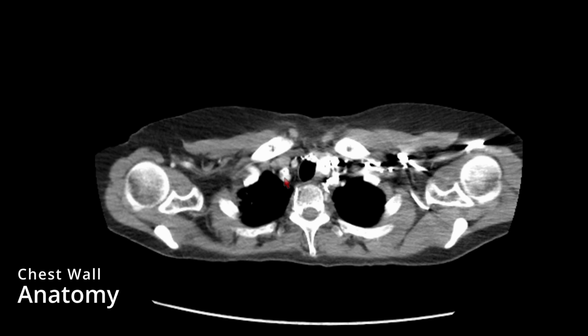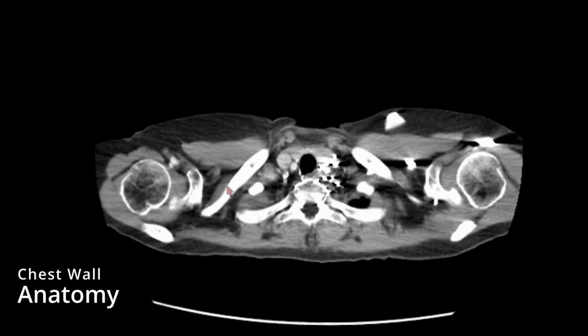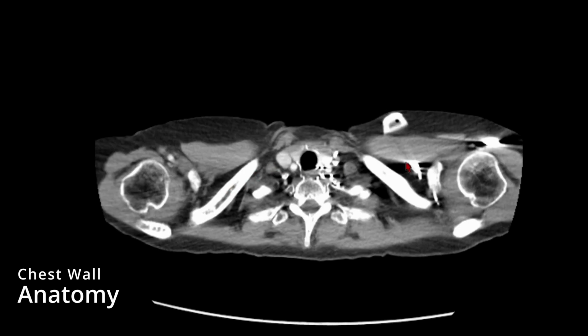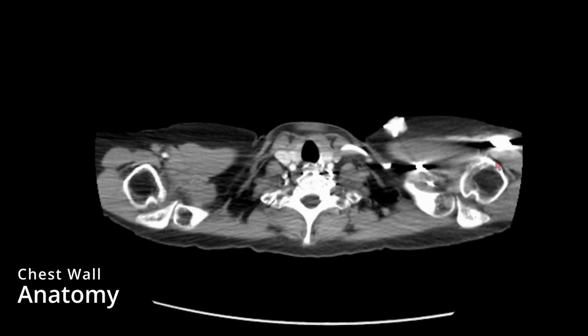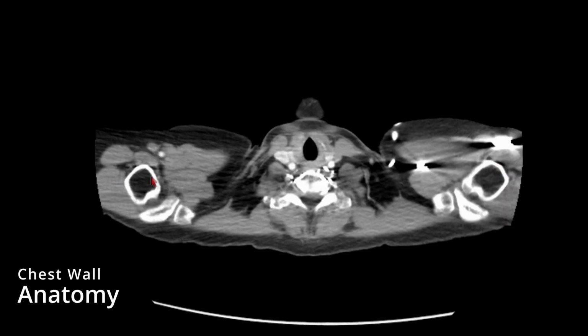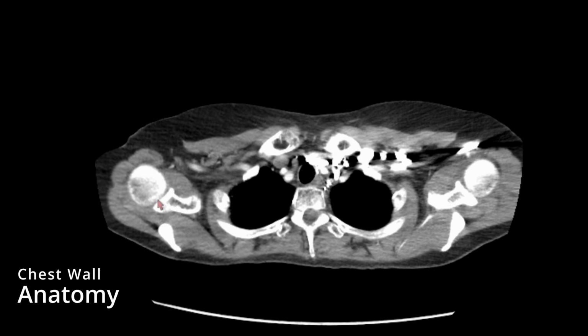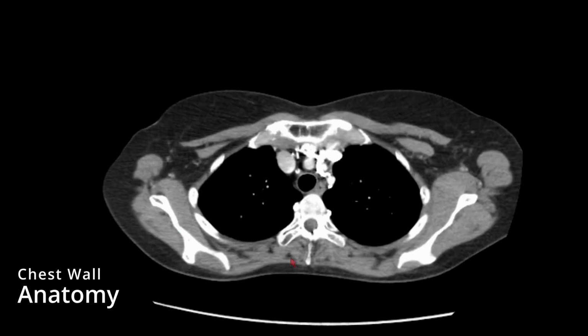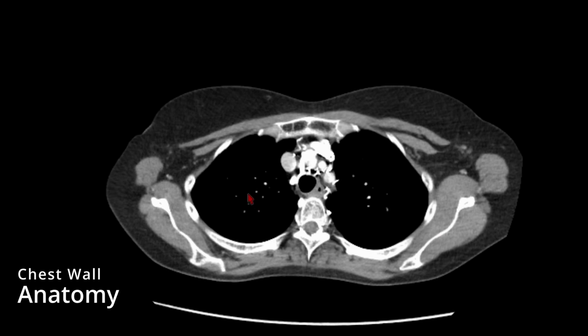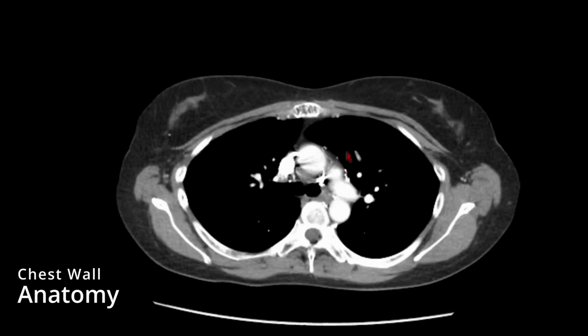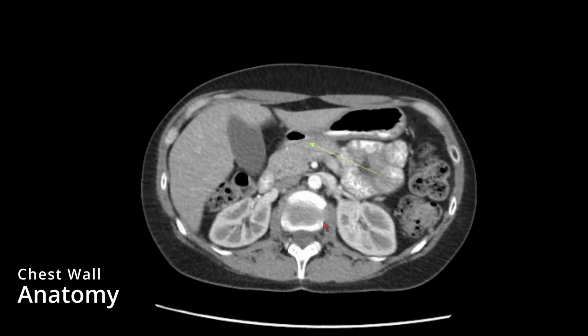The other thing to look for in the chest wall is the bones. Starting from superiorly, we see the right clavicle. This is the left clavicle. These are the humeral heads that we see. Going inferiorly, this is the right scapula, this is the left scapula, and these are multiple ribs that are on both sides going all the way down.